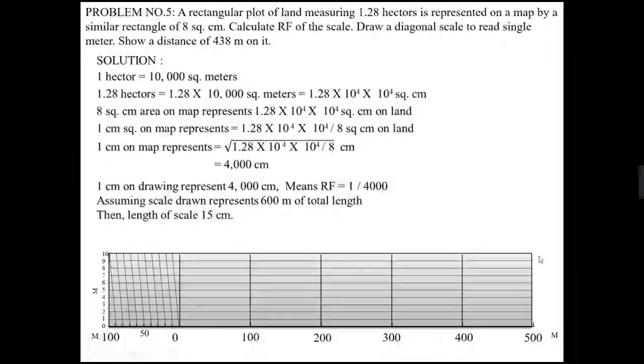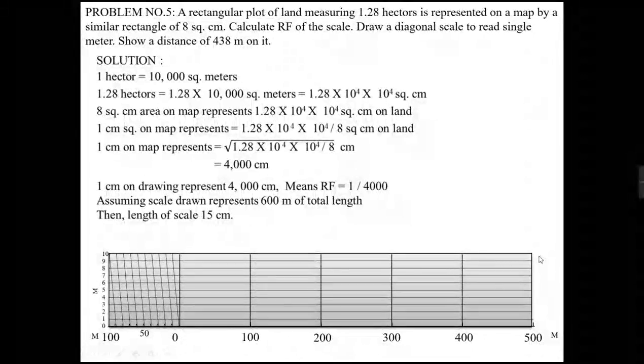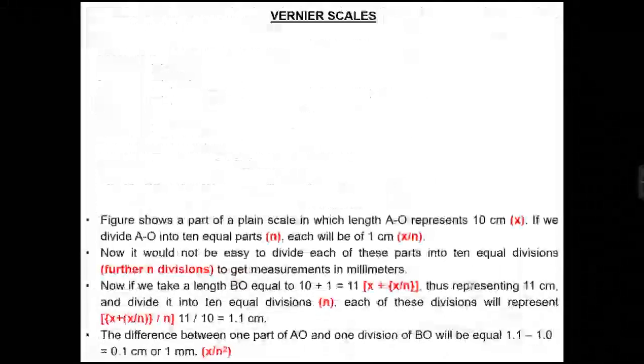So at least 5 centimeters and as long as 7 centimeters. The height of this line should vary from 5 centimeters to 7 centimeters. It is for the better look of the diagonal scale, nothing else. So the next topic is the vernier scale.